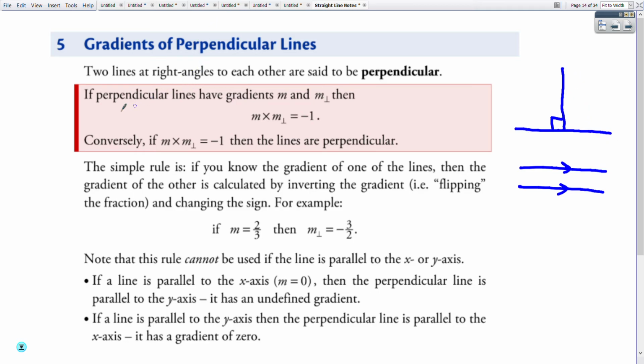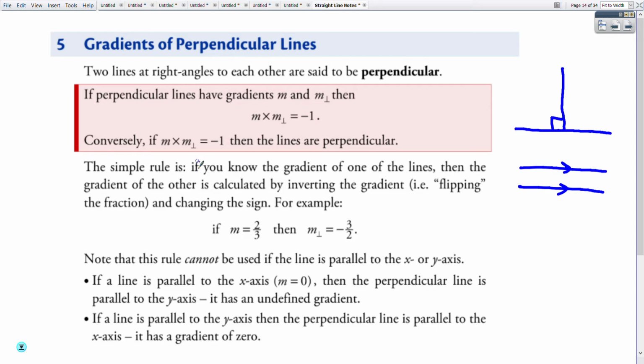And we have this fact here that if we have the gradient of a line and the gradient of its perpendicular line, then multiplying them together will give you -1. So that is always true. Similarly, conversely, if we multiply two gradients together and it gives you -1, then that must mean that the two lines are perpendicular to one another. So that is a proof of whether or not two lines are perpendicular.